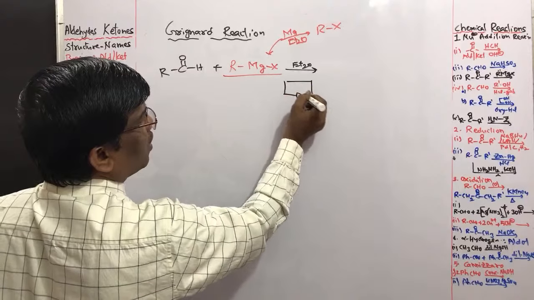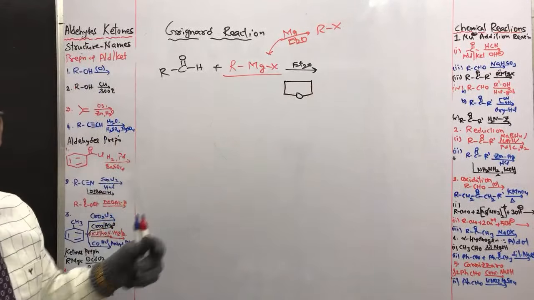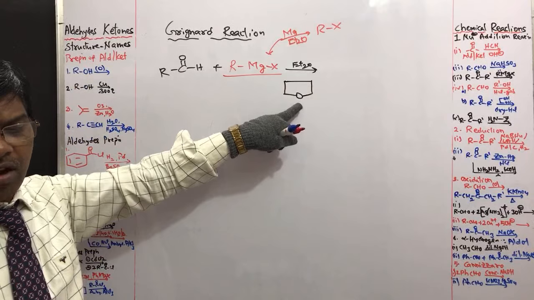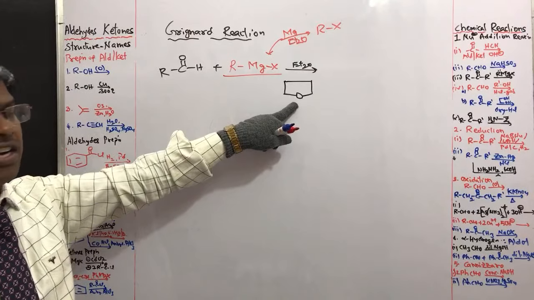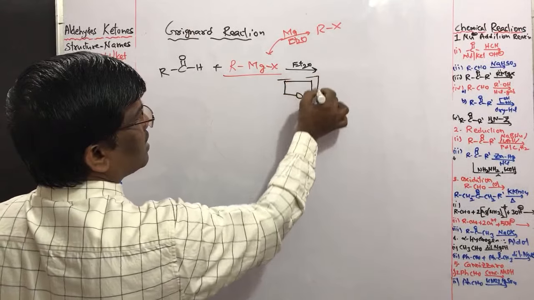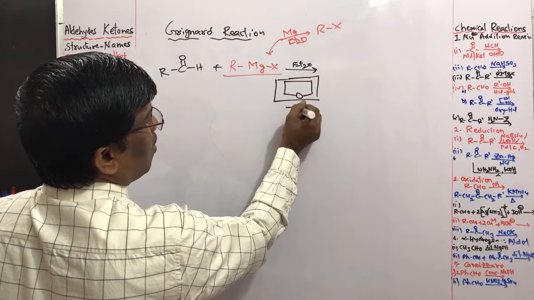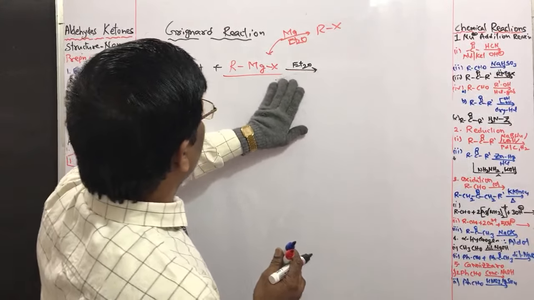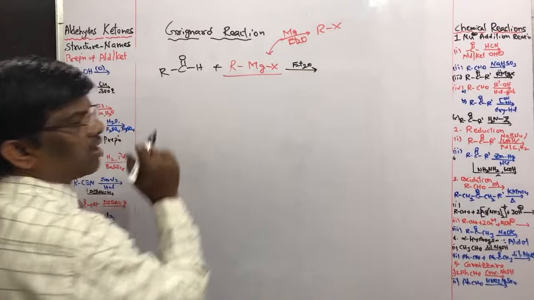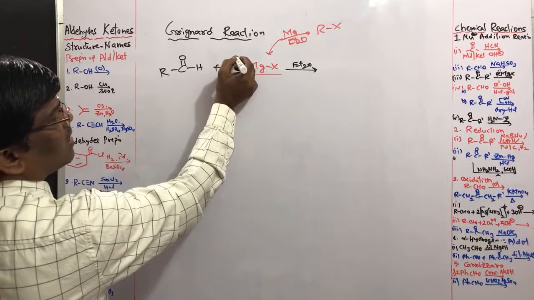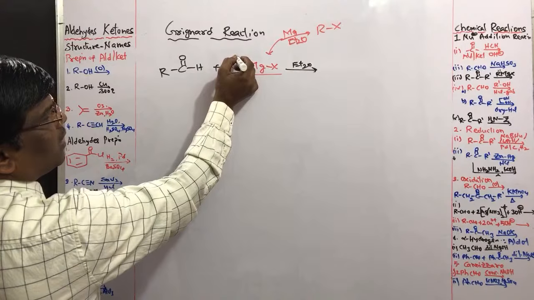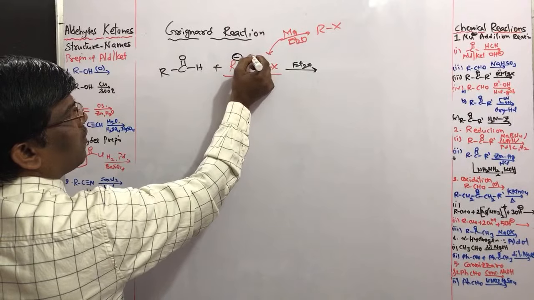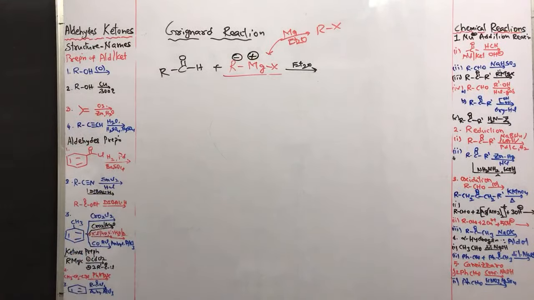Tetrahydrofuran, there was a question in JEE Mains. This is also a cyclic ether. Tetrahydrofuran can be used as a solvent in the Grignard reaction. The common name is THF, tetrahydrofuran, right? Anyhow, in ether, you are going to get the addition product. What is the charge on this carbon attached to the alkyl or aryl group? It is going to have a negative charge, it is a nucleophile, and the magnesium is the electrophile.